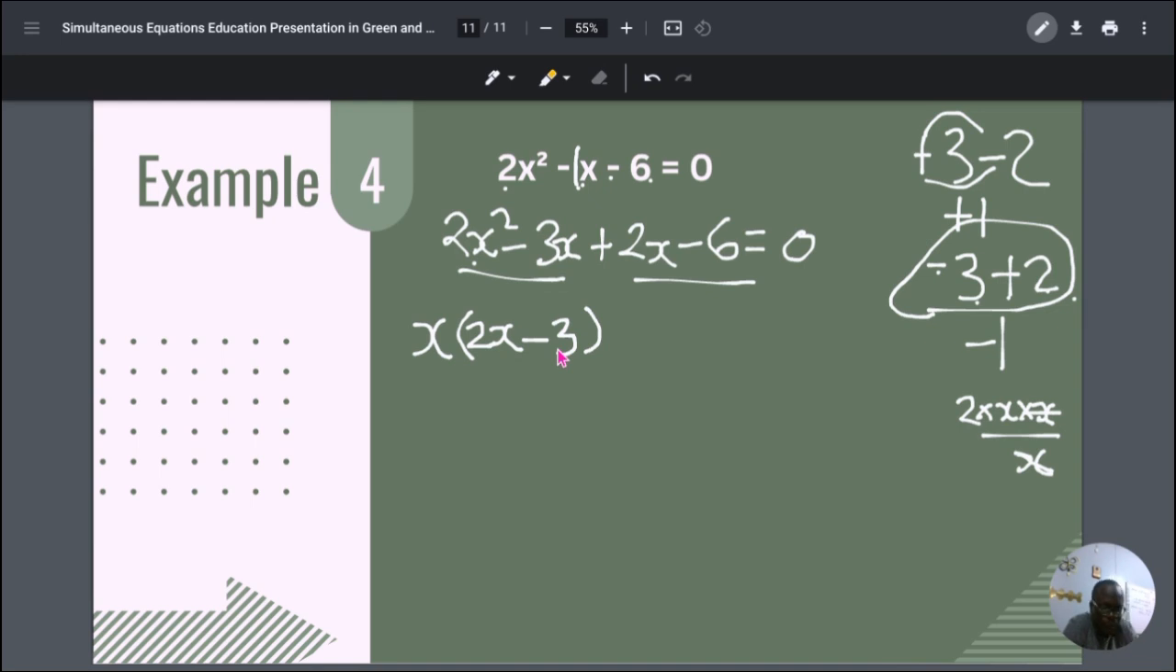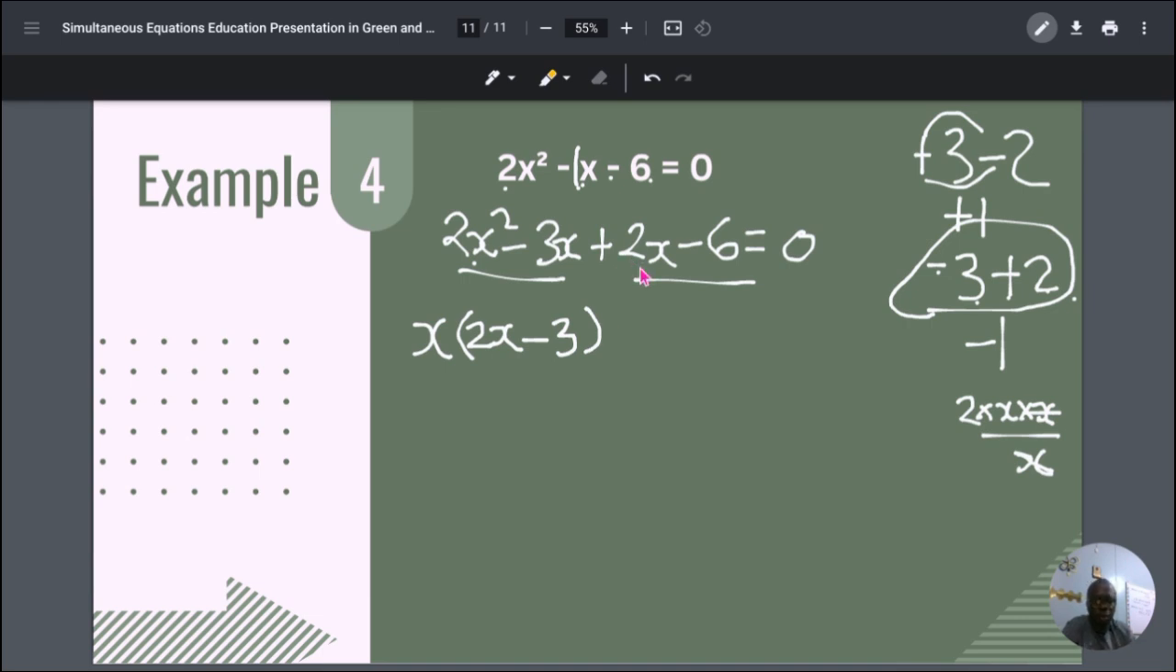Are you with me? So let's check before we move forward. x times 2x. This x multiplying this x will give me x squared. And then our 2 is there, so 2x squared. We are right with that. And then this is a minus 3 times x is 3x. Correct. So let's move to the next one.